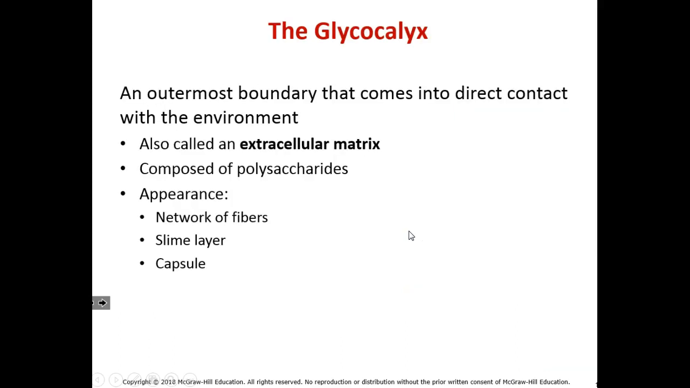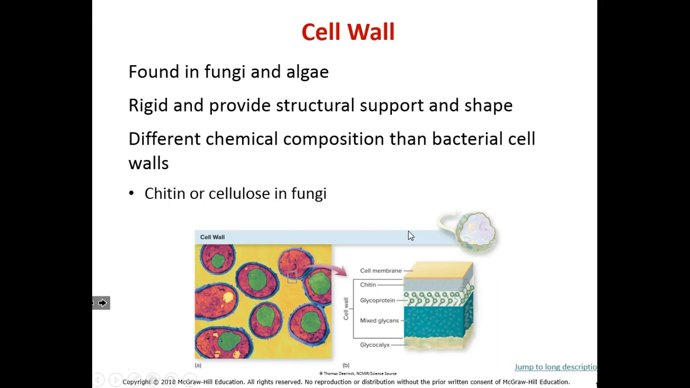The glycocalyx. Remember, we looked at that pink glycocalyx on the outside of the prokaryote? Well, there's a glycocalyx here in the eukaryote. It's an outermost boundary that comes into direct contact with the environment. It's also called an extracellular matrix. It's composed of polysaccharides. It looks like a network of fibers, a slime layer, and a capsule.